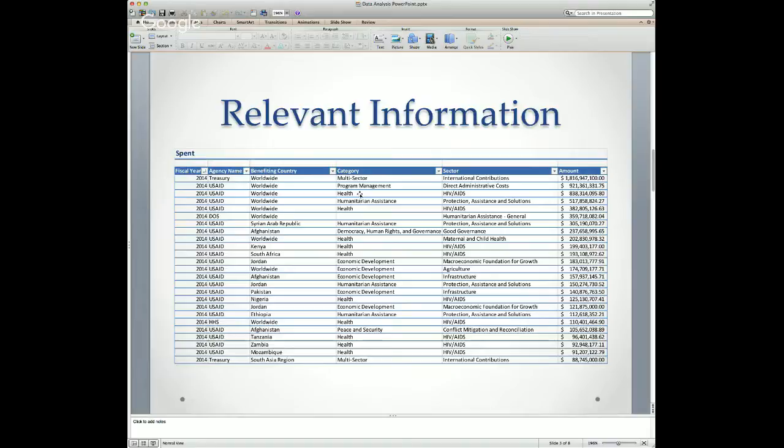Multi-sector, program management, health, and I'll go a little bit into what those mean later on. The sector is basically just a subcategory, like international contributions, some money, health money, that's HIV and AIDS, humanitarian assistance, protection assistance and solutions, and then finally the amount. So this is the amount spent on each category.